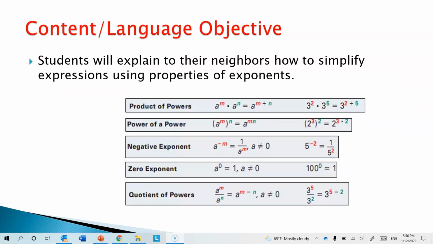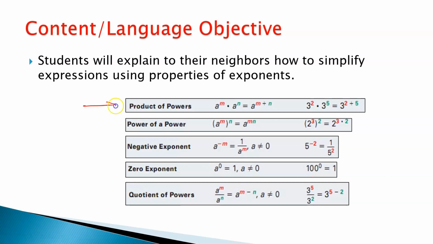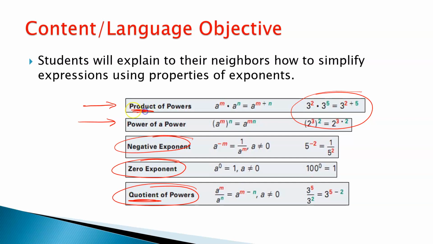All right, so here's a quick little summary, guys, of what we've done so far. One more time, there's product of powers, and there's power of a power, power to a power. If you wanted to see those examples one more time. And again, the ones we're going to deal with today are negative exponents, 0 exponents, and quotient of powers. Quotient is just a fancy way to say divide, right? Like product was a fancy way to say multiply. Quotient is just a fancy way to say divide.